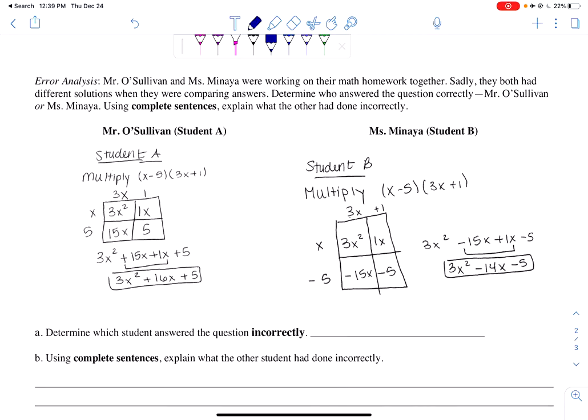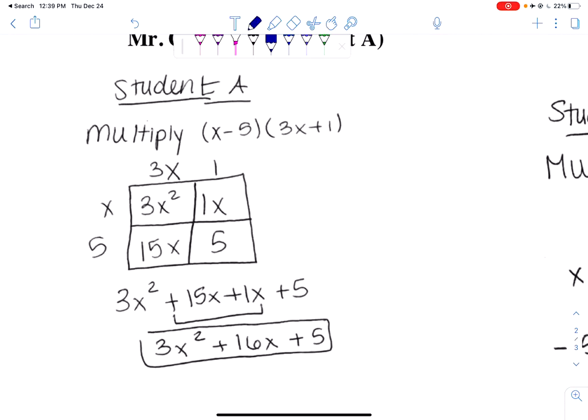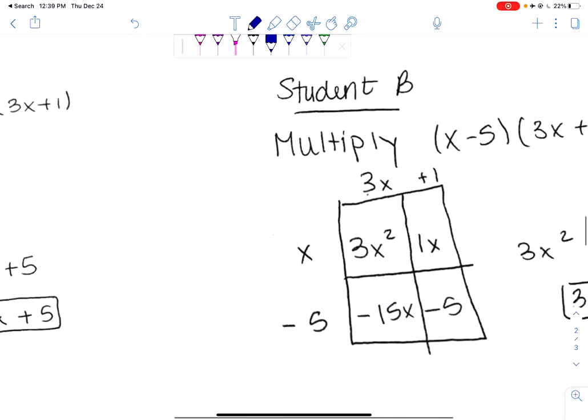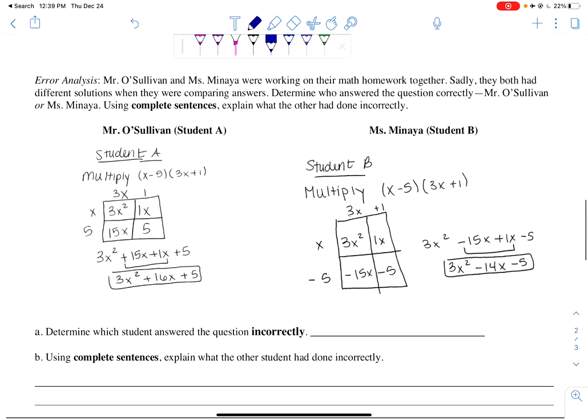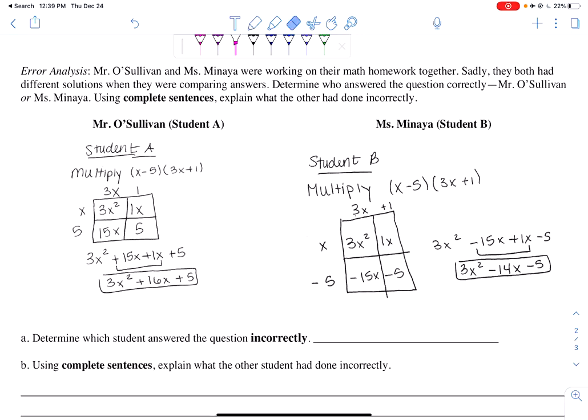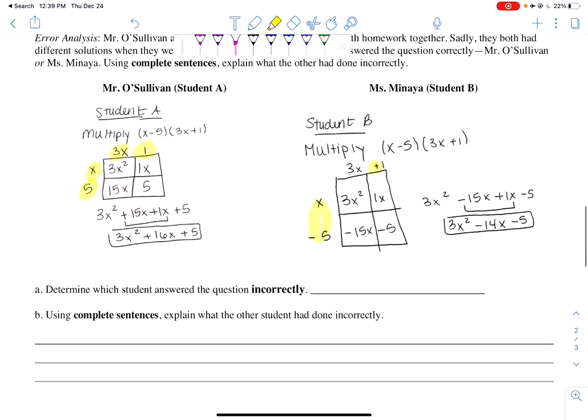Mr. O is student A, Miss Minaya is student B. So if I look at this, when Mr. O'Sullivan was performing the calculations, he wrote his x and his 5 and his 3x and his 1, just like he should. But there's a difference. If you look right here, Miss Minaya was putting signs on everything. Mr. O'Sullivan wasn't. So which student answered the question incorrectly? It's pretty straightforward. Mr. O'Sullivan is the one who answered the question incorrectly.